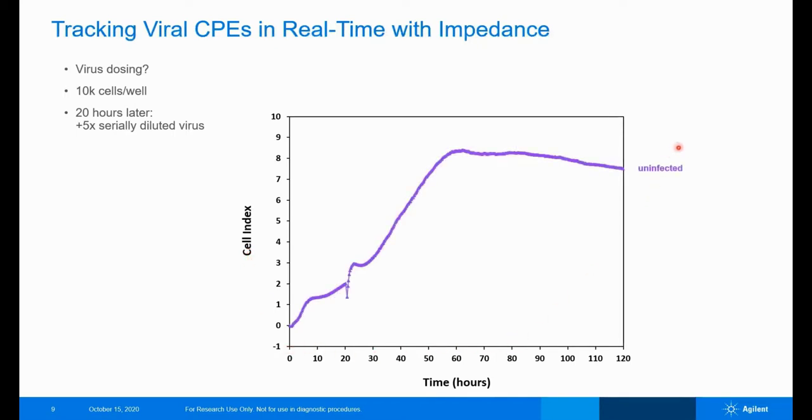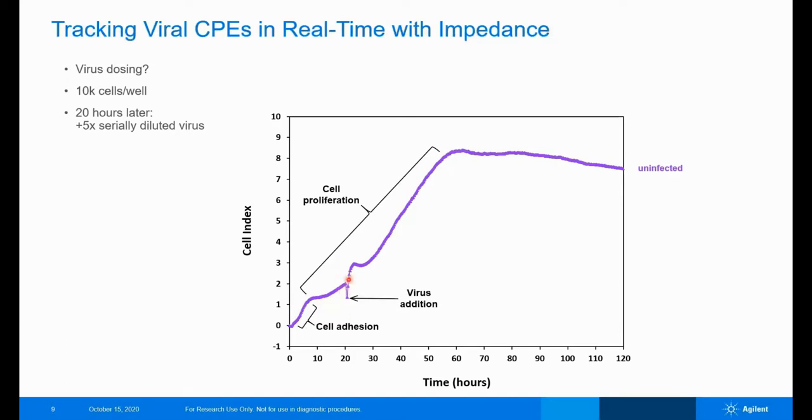This first data is for the uninfected sample. Impedance was acquired once every 15 minutes, so there are 480 data points here. And one of the benefits of acquiring at such high temporal frequency is that it gives information about cell health and behavior that you wouldn't get if you were sampling once every few hours. So here in this initial phase, this represents the adhesion of cells to the well bottom. Subsequently, we see a proliferation phase. There's a small blip here.